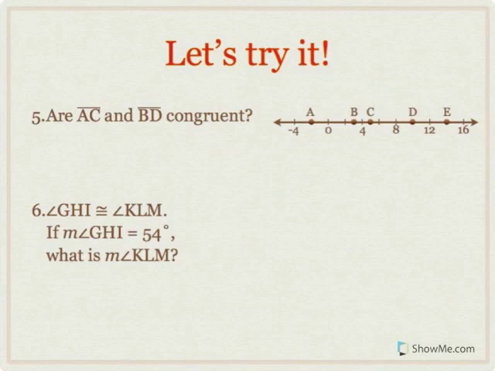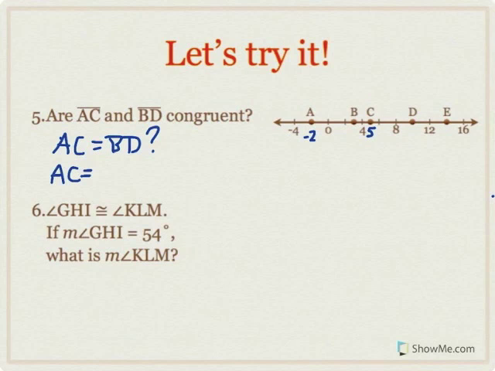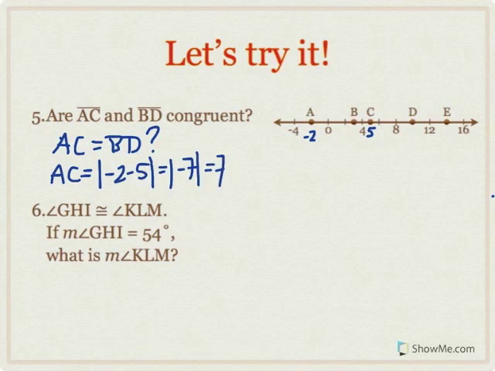Let's try putting this idea of congruent to work. Are segment AC and segment BD congruent? To do this, let's go ahead and find out if AC, the length, is equal to BD. The coordinate of A is -2, and the coordinate of C is 5. The length of AC is going to be the absolute value of -2 minus 5. That will be the absolute value of -7, which is +7.